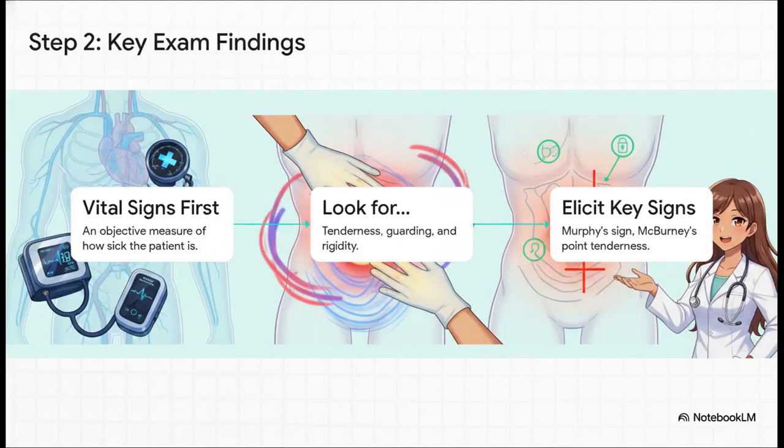Now for the examination. Where do you start? Vitals. Always. Before you even lay a hand on the patient, their heart rate and blood pressure tell you objectively how sick they are. Only then do you move on to the abdominal exam. You're feeling for tenderness, for guarding, and then trying to elicit those specific signs, like Murphy's for cholecystitis or tenderness over McBurney's point for appendicitis.